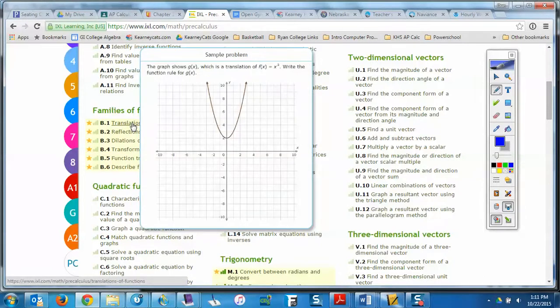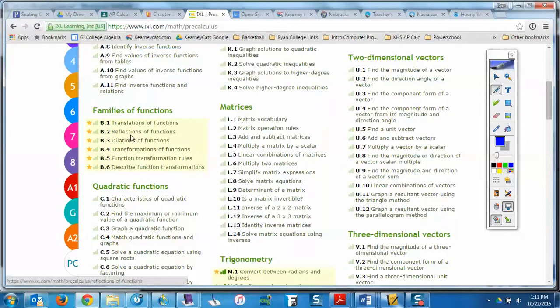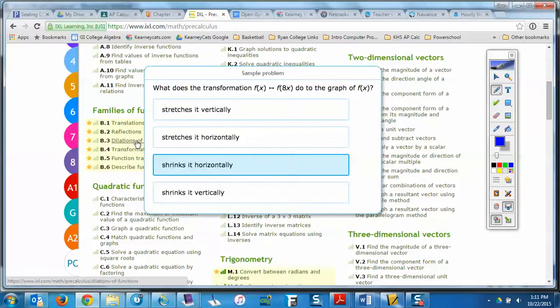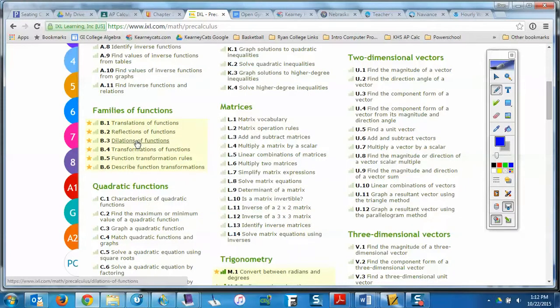A translation is a left-right shift or an up-down shift where you just slide the whole graph. That's a translation. A reflection is when you flip it. So you can flip it around the y-axis, which would be a horizontal flip, or you could flip it around the x-axis, which would be a vertical flip. Right? That's a reflection. And a dilation is a stretch or a shrink or a compression. Okay? So we can either horizontally stretch or shrink, and we can vertically stretch or shrink. Those are the things we can do to a function.